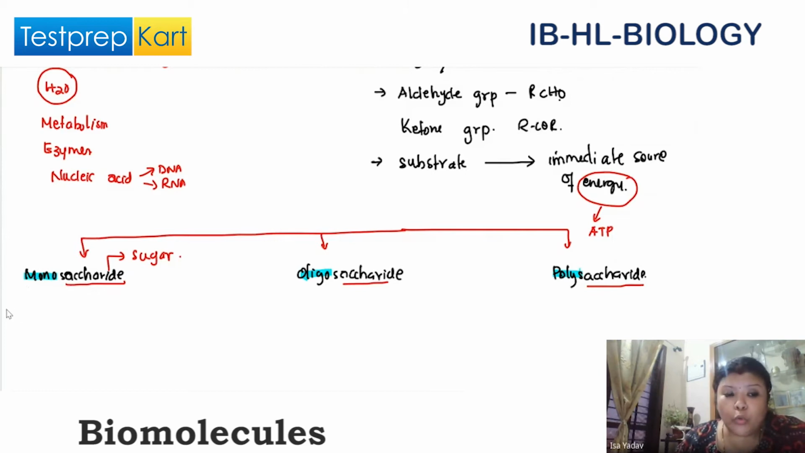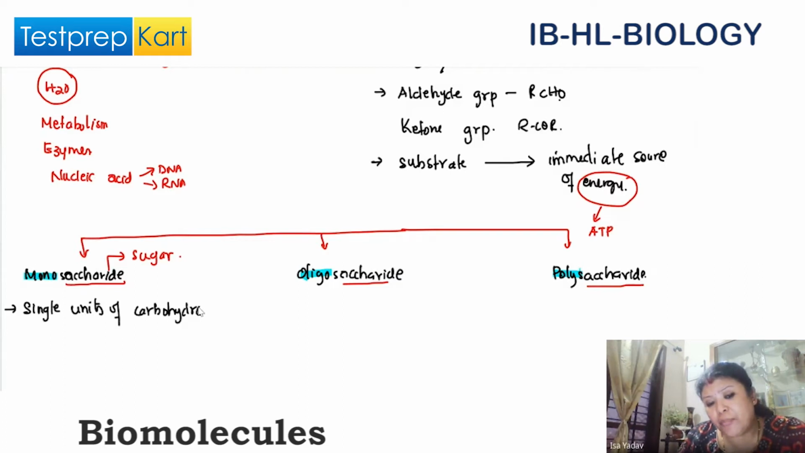Let's go to mono. Mono means these are made up of single units of carbohydrate, only one unit. For example, glucose. Glucose is the simplest sugar. Fructose is also a simple sugar. Monosaccharides are called the simplest sugars.